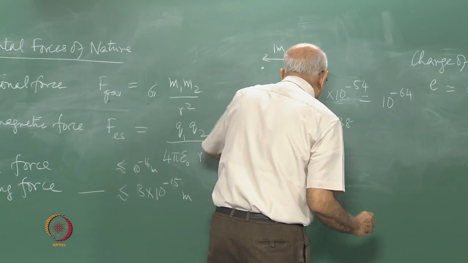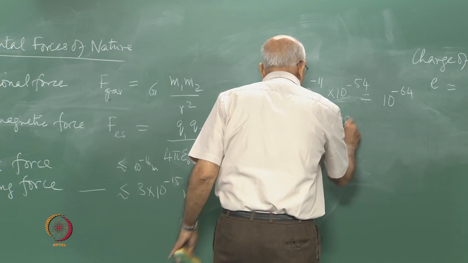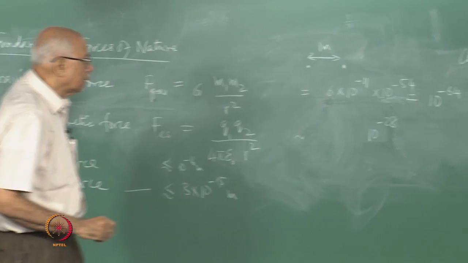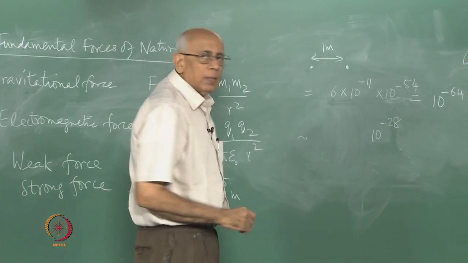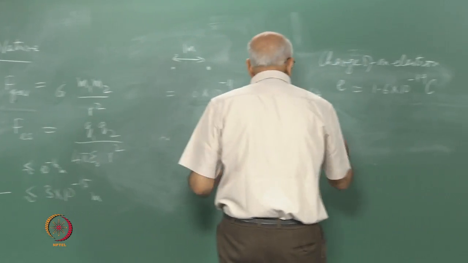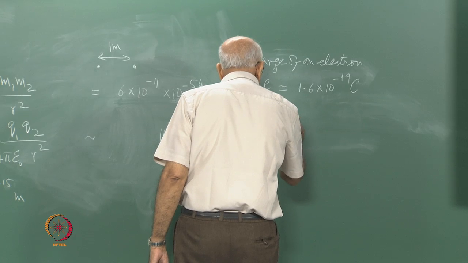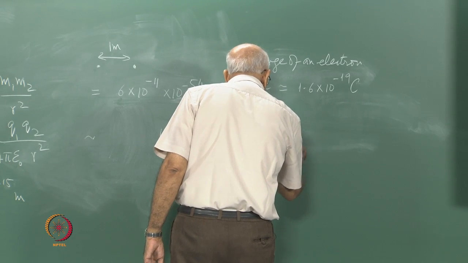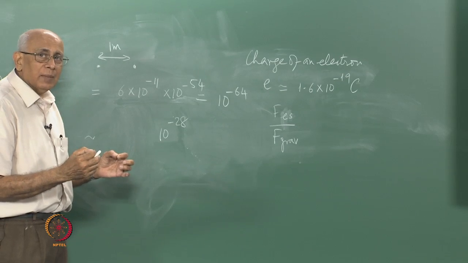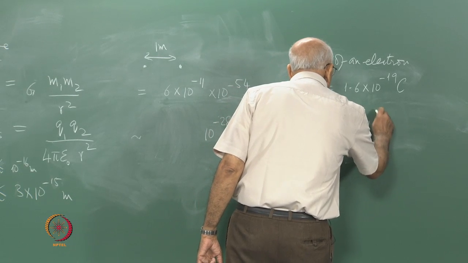So this thing here moves up and becomes approximately 10 to the minus 28. So that is 36 orders of magnitude difference. So it tells you that the ratio of the electrostatic force to the gravitational force under these conditions, namely 2 protons a meter apart from each other, is of the order of 10 to the power 38.